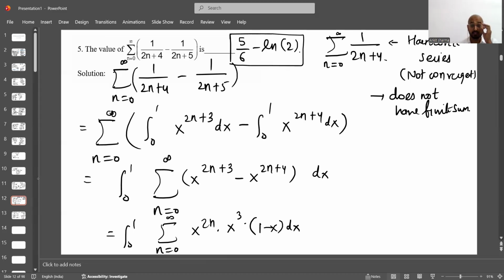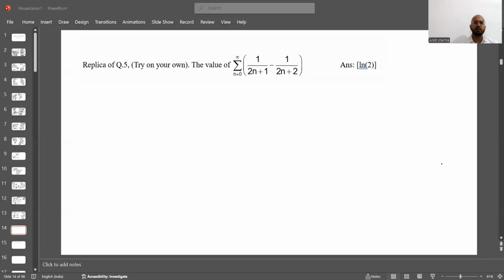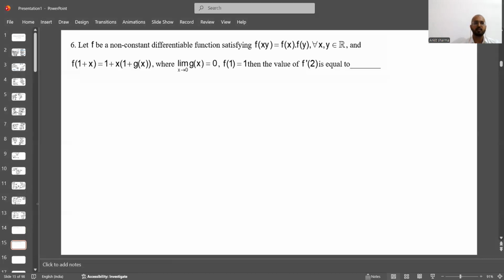Now, with similar notations, there is one more problem which you can try. You can pause the video right now and try this problem. This is exactly on the same lines, and the answer you should get is ln of 2. Please do let me know in the comments. I always read your comments and try to reply. Please try this. Come to the next question.